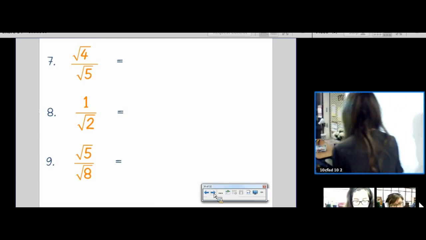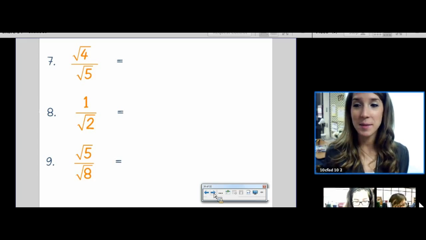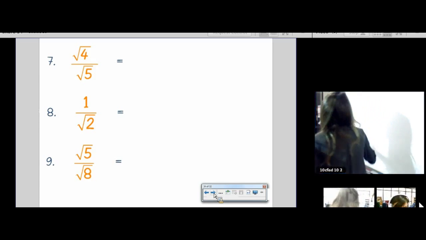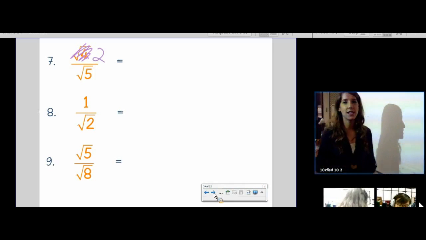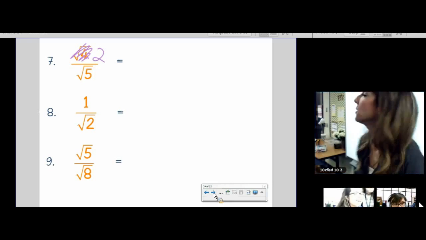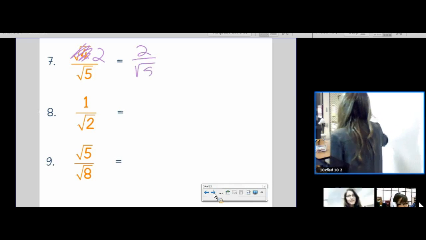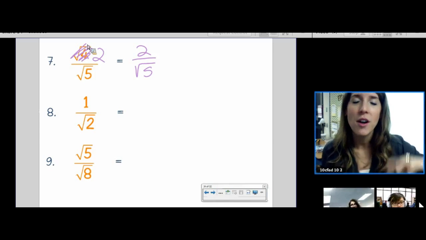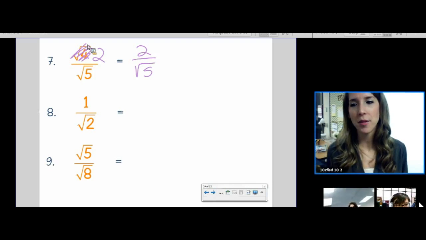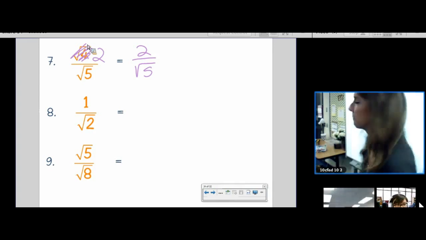Number 7. I spy a perfect square. What did you see on number 7? A perfect square. Don't keep this as square root of 4 for long. Write what it really is, which is 2. So now we have 2 over square root 5. I'm obeying box number 1. I'm obeying box number 2. I'm not obeying box number 3. We broke the rules. There's a radical in the denominator.